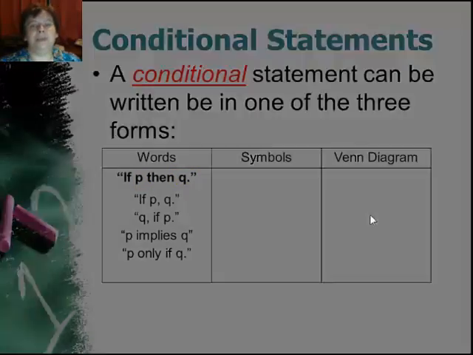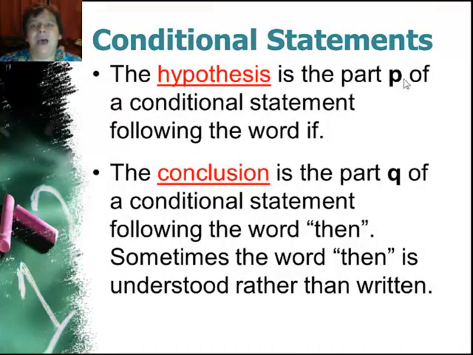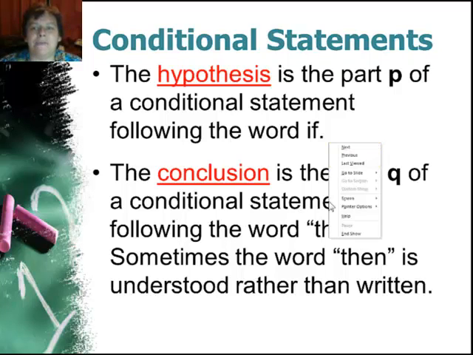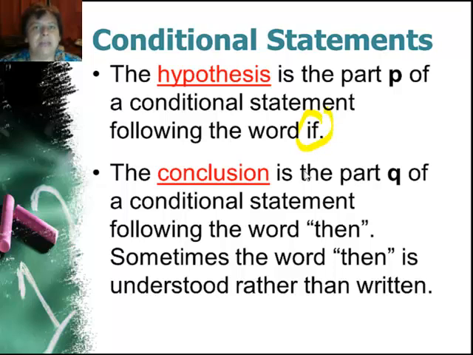So what is this P and this Q? P is the hypothesis. It's the starting part of a conditional statement, the thing that you are starting with. If I'm standing in the P. It follows the word if. So if the word if is there, that means that's the hypothesis. Then the conclusion is the part Q, the then part. It follows the word then. Sometimes the word then is understood rather than written, so you might not always see the word then.